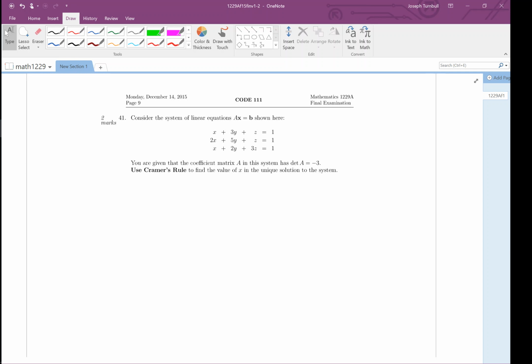Number 41. You're given a system of equations, and you're told that the coefficient matrix has determinant A equals -3, and told to use Cramer's rule to find the value of x in the unique solution of the system. So I'm going to write down this matrix. Our coefficient matrix A is 1, 2, 1, 3, 5, 2, 1, 1, 3. And then the right-hand side column vector B is 1, 1, 1.